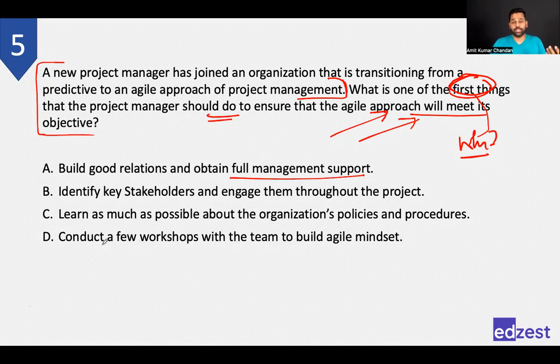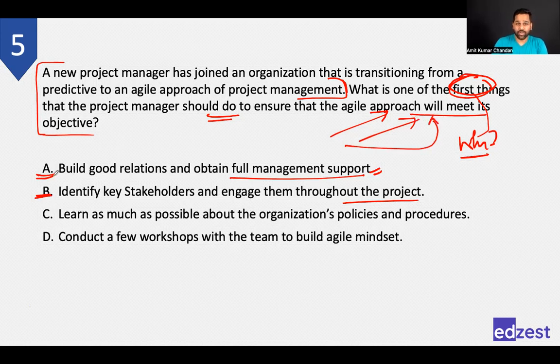I don't know. If there are no other good options, then this could be the correct one, because we must build good relationships and obtain full management support. This is stakeholder engagement. We should do that. Identify key stakeholders and engage them throughout the project. Another stakeholder engagement. Definitely we should do that. Stakeholder engagement does help us in our project, so it will help us in meeting the objective.